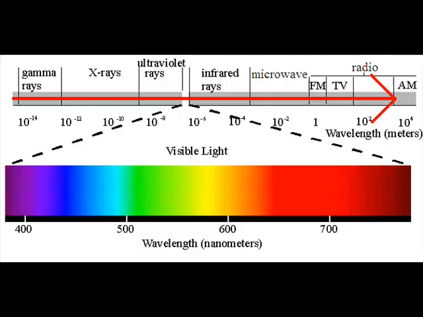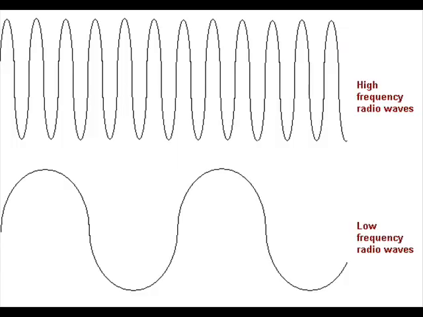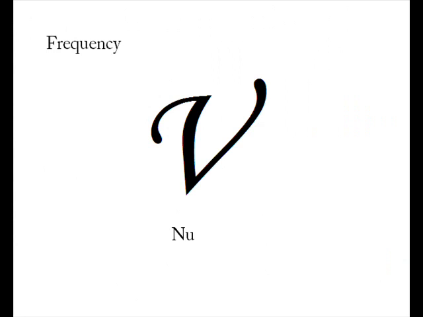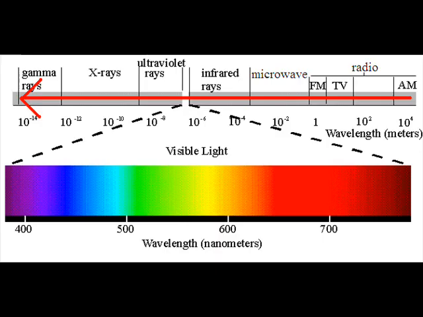And then there's also something called frequency, which is the number of times waves pass a certain point per unit time, and it decreases from left to right. So when it's at radio waves, it's at the least.